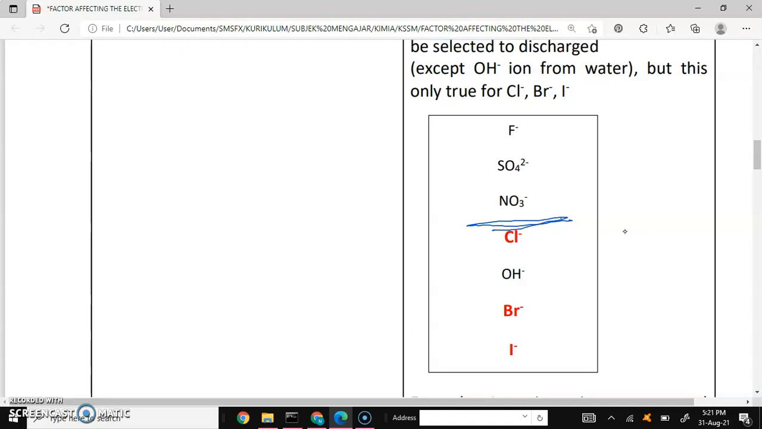Jadi ini dia sudah tidak boleh guna rule yang tadi. Rule yang ion selain daripada OH minus dipilih, kita tidak boleh guna jika ion itu adalah fluoride ion, sulfate ion and nitrate ion. Okay, jika larutan itu pekat dan mengandungi anion chloride, bromide or iodide, jadi kita boleh pilih ion chloride, bromide and iodide untuk discharge di anode.